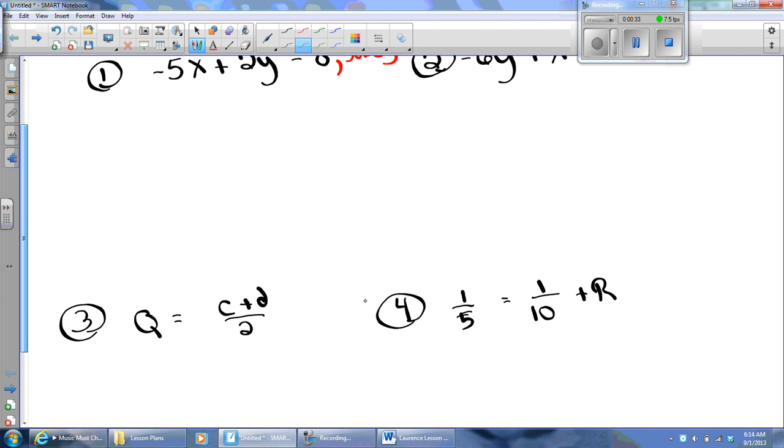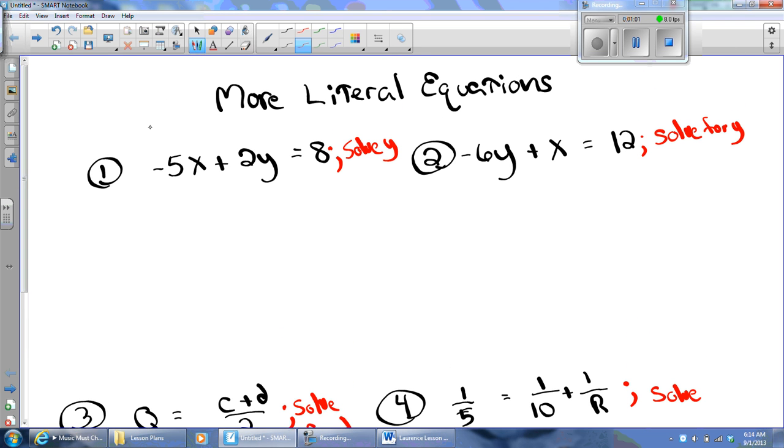On problem number 3, we're going to solve for d. And then on this problem, we're going to solve, oops, I wrote that problem down wrong. Sorry. We're going to solve for r. That's it. There we go. Ends up being a pretty cool problem, I think, but you'll see it looks kind of weird, but it is not that difficult.